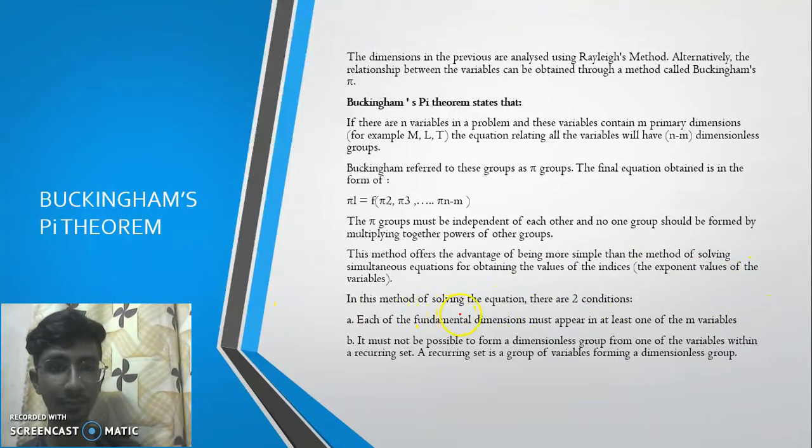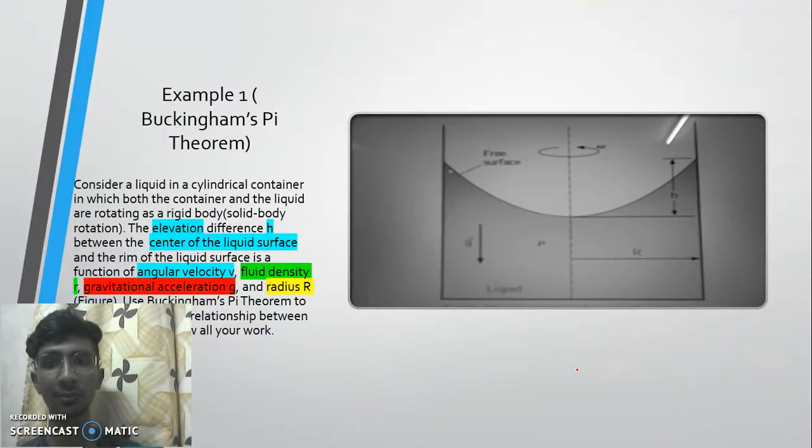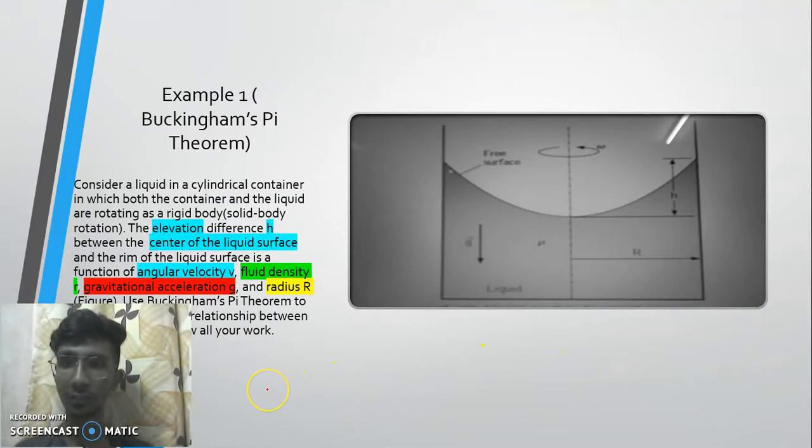In this method of solving the equation, there are two conditions. Each of the fundamental dimensions must appear in at least one of the m variables. It must not be possible to form a dimensionless group from one of the variables within a recurring set. A recurring set is a group of variables forming a dimensionless group. So first we're going to look at example 1, Buckingham's pi theorem.